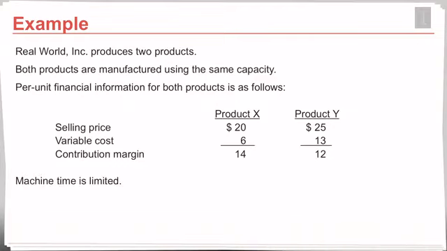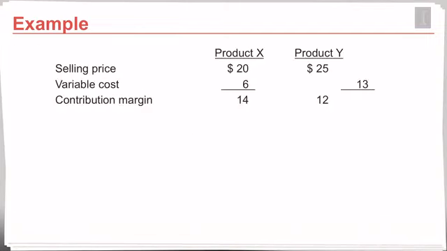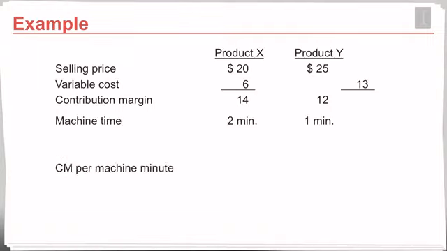In addition, we know that machine time is limited. Perhaps there's plenty of demand for both of our products, but before we can tap out that demand, we run out of machine time to do it. And we know that product X takes 2 minutes of machine time per unit, while product Y takes half that, or 1 minute of machine time per unit. So what we're going to do is convert our contribution margin per unit number into something more usable for the scenario where machine time is our most constrained resource. Essentially, we know that the machine time is 2 minutes for product X and 1 minute for product Y. So we can calculate the contribution margin per machine minute.